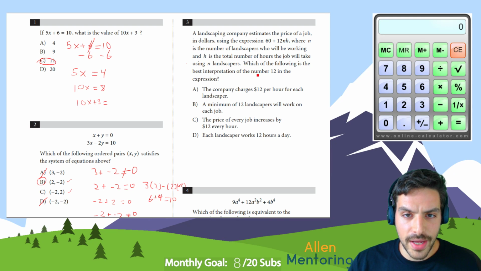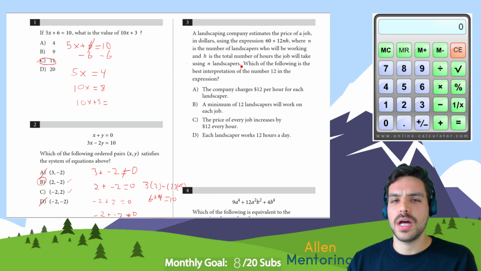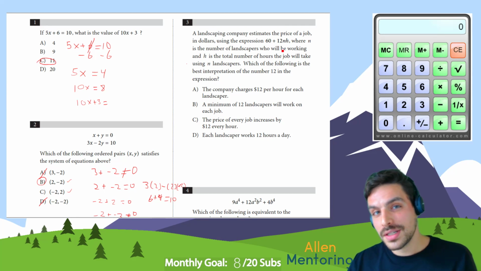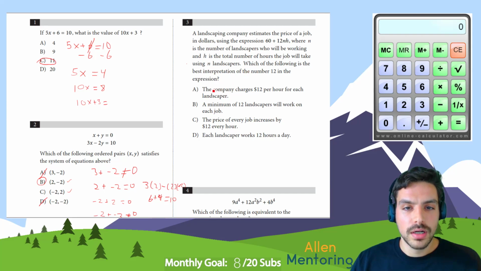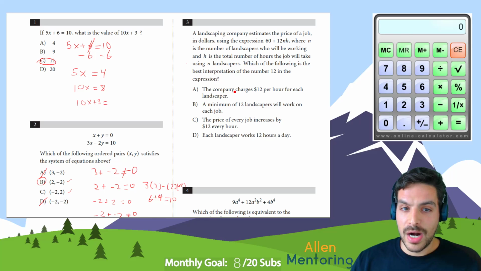Well, I see here that I'm multiplying 12 times the number of landscapers times the number of hours on the job. Okay, and this whole thing is estimating the cost. So chances are, if I'm multiplying that figure by hours, by landscapers, it probably means the price that I'm paying per landscaper per hour. So company charges $12 per hour for each landscaper.